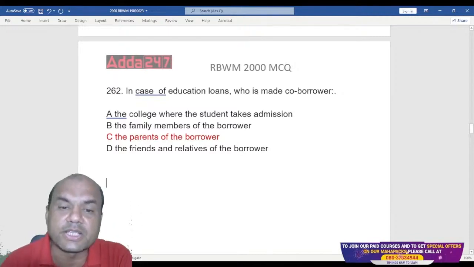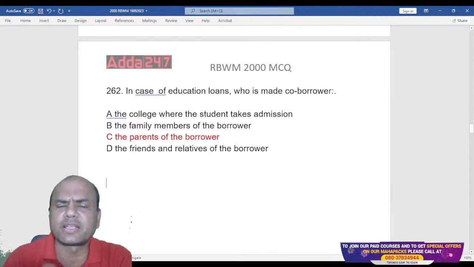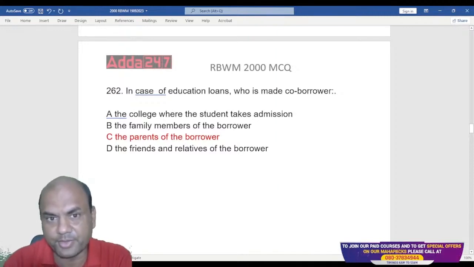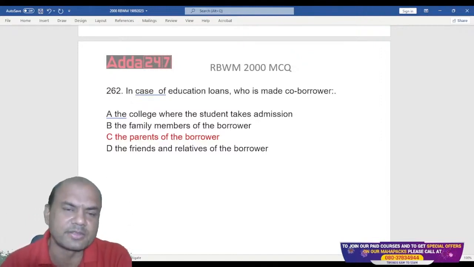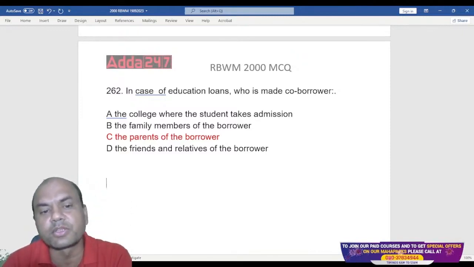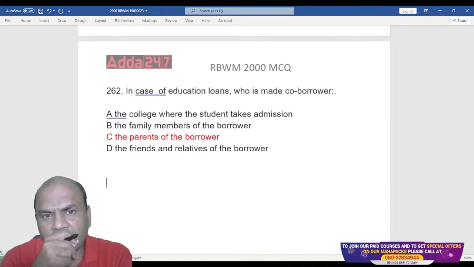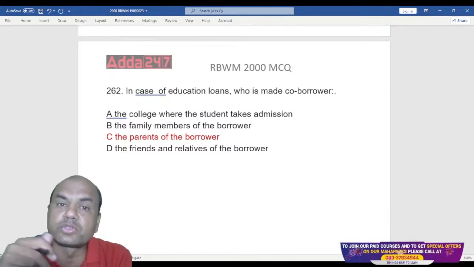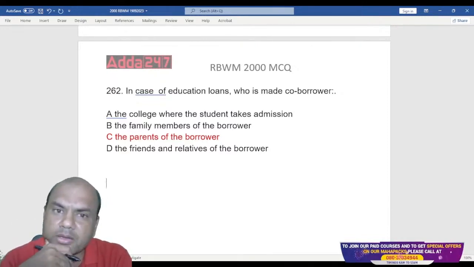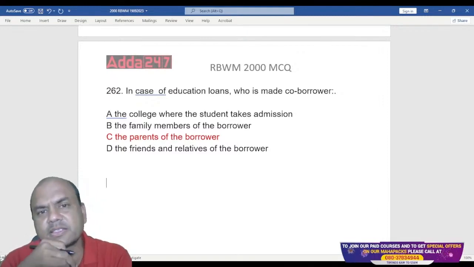But what is the logic of this education loan? Suppose I take the education loan, I am the student, and I am going for, let's say, engineering. In the first year, I'll take the admission. And then, when will I repay the loan and who will repay the loan? Suppose my parents are taken as a co-borrower. Then what is expected from that loan? Who should repay that loan? Should the parents repay it or should the student repay it?